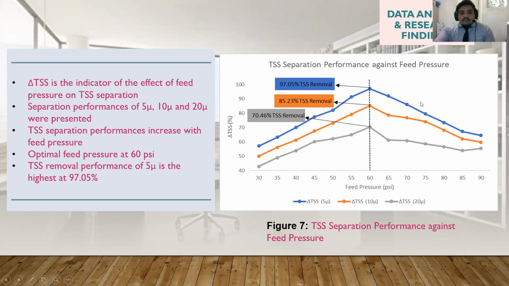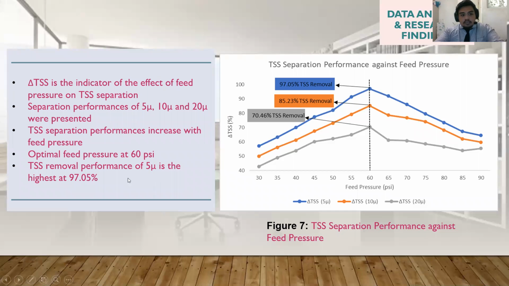This graph is the graph of TSS separation performance against feed pressure. Delta TSS here is the indicator of the effect of feed pressure on TSS separation performance. Separation performance of 5 micron, 10 micron, and 20 micron were presented in this graph. The TSS separation performance increases with feed pressure and decreases after it reaches the optimal feed pressure at 60 psi. From the graph, it is also found that the TSS removal performance depends on both feed pressure and membrane pore size.